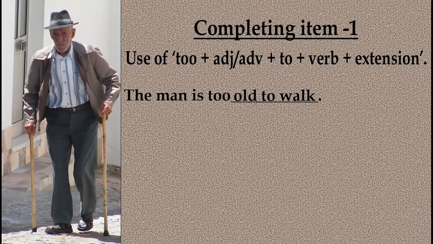It's the duty of an adverb to modify the adjective or help the adjective or verb. The man is too old to work. The meaning comes in a negative way, although there is no negative word. The man is too old to walk, that means the man is so old that he cannot walk. There is no negative word there, but you need to take this as a negative meaning.